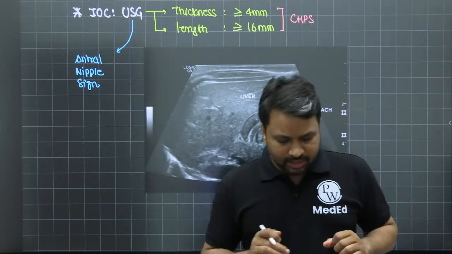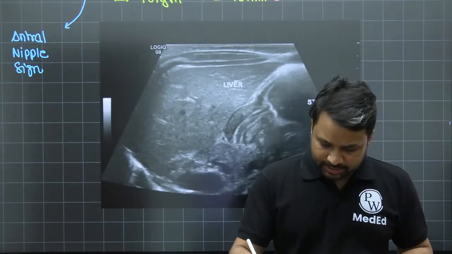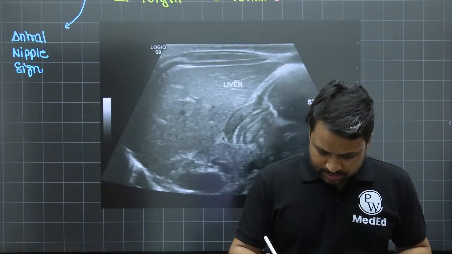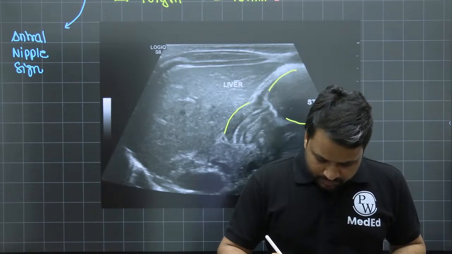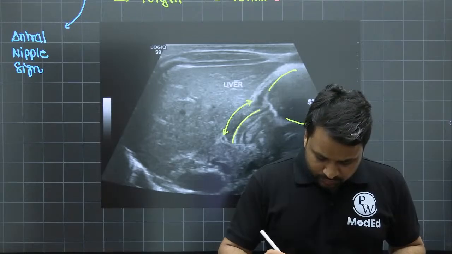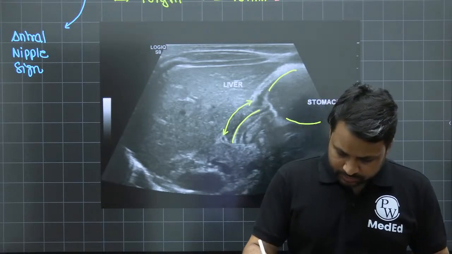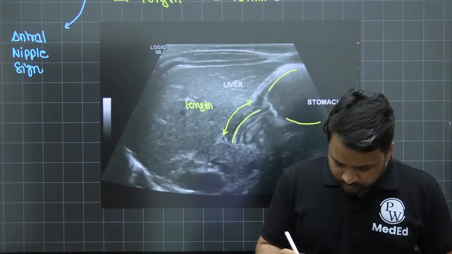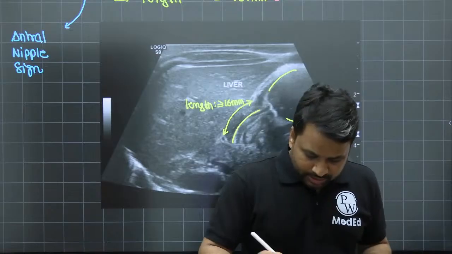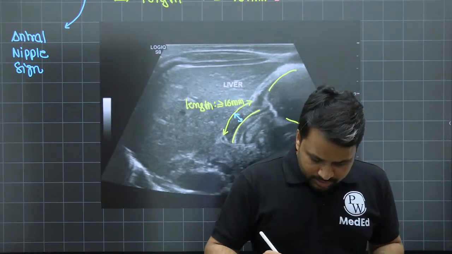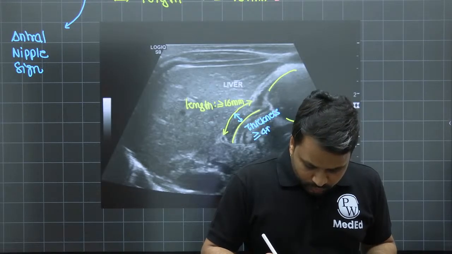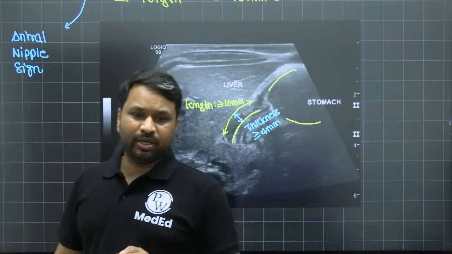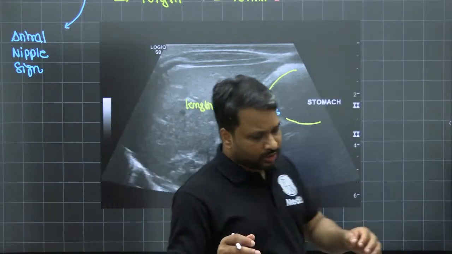Okay. So this is the ultrasound image that you can see. When I say the length and the thickness, as you can see, the lumen of the stomach has been depicted here. These are your hypertrophied circular muscles. So I will measure the entire length of it. This length that you're looking at should be more than or equal to 16 millimeters, and this is what we call the thickness, right? This thickness should be more than or equal to 4 millimeters to call the baby as having CHPS.